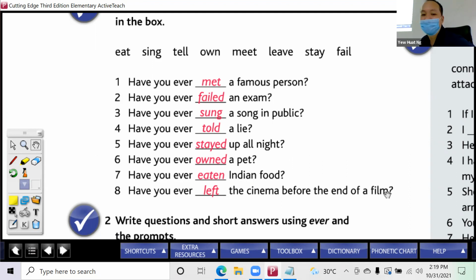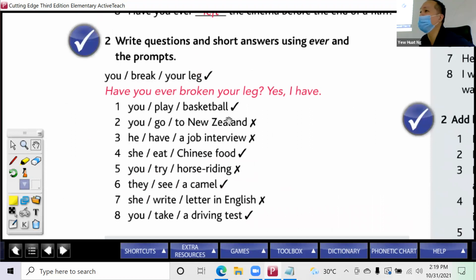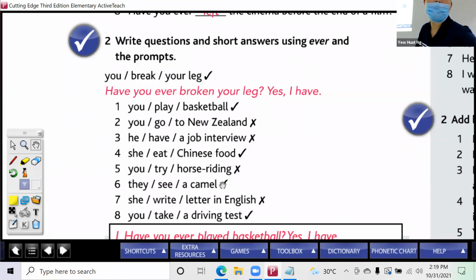Okay. Oh, this should be quite okay, right? Have you ever broken a leg? You do this? Again, okay. Tell you what, let me just show you the answers first, okay? Here you go.